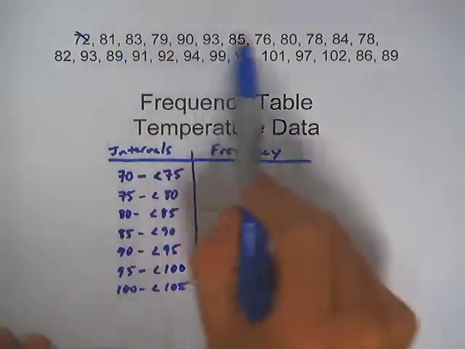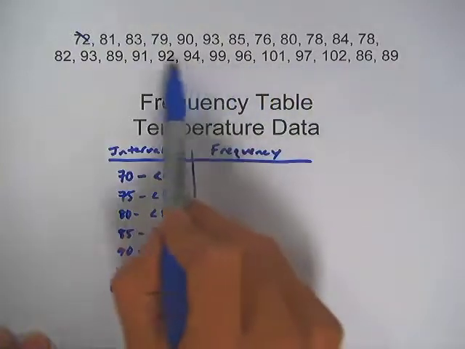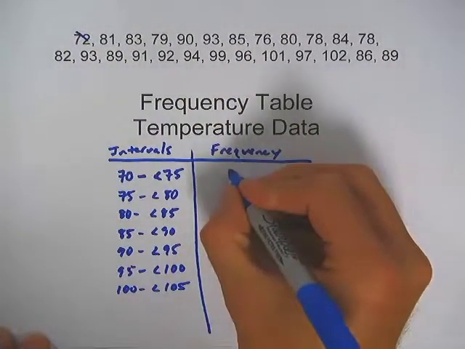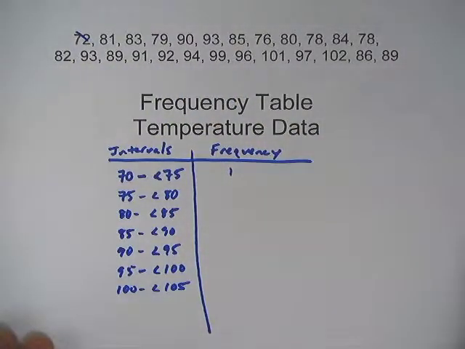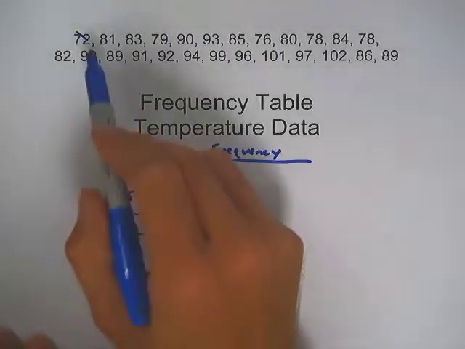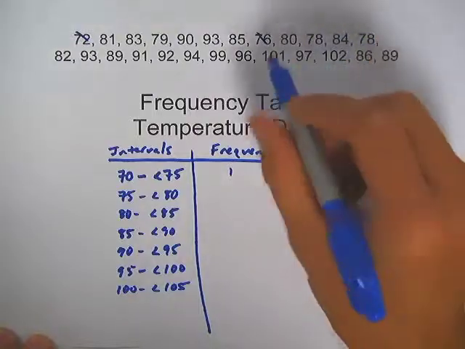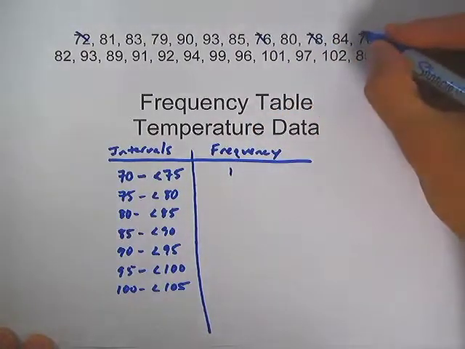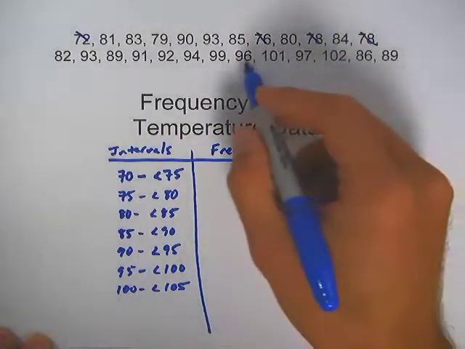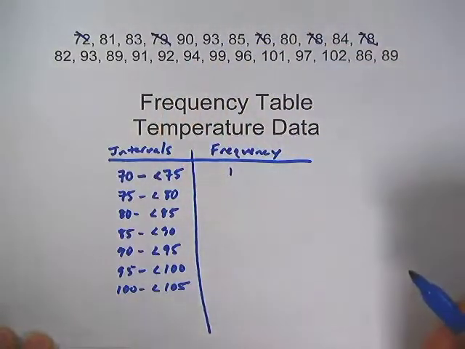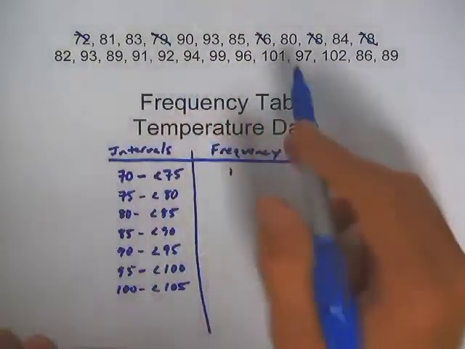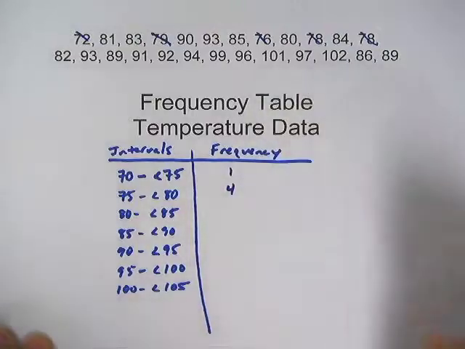And then if I scan this, okay, I don't see any more, so that's going to have a frequency of 1. Okay, now if I go to 75 to 80, again, I'm going to scan my data. We have a 76, so that's 1, 2, 3, 4 is 79, and that seems to be everything. So this would get a frequency of 4.